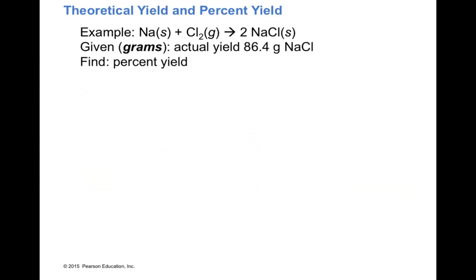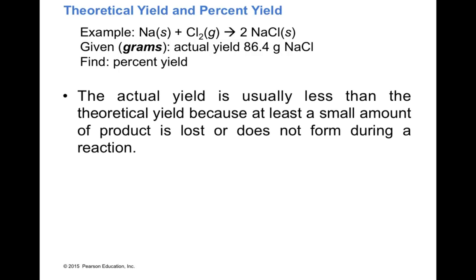So let's determine, if the actual yield, for example, is 86.4 grams of sodium chloride, the percent yield. So the actual yield is usually less than the theoretical yield because at least a small amount of product is lost or does not form during the reaction, among other possible reasons that we have a smaller actual yield.